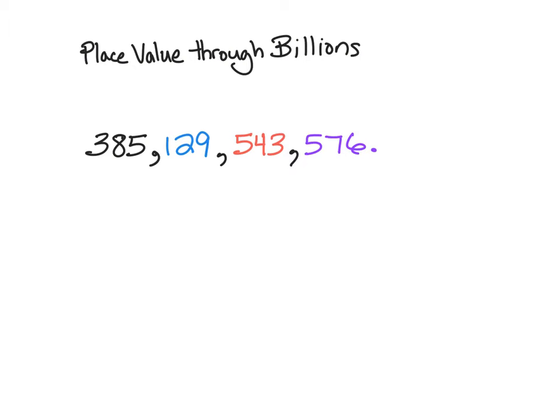Good morning, everyone. Today we're going to talk about place value through billions. In order to do that, we're going to go back and review some of the ones that we should already know. For example, the 6 that we see here is in the ones place. The 7, of course, is in the tens place. And the 5 is in the hundreds place.